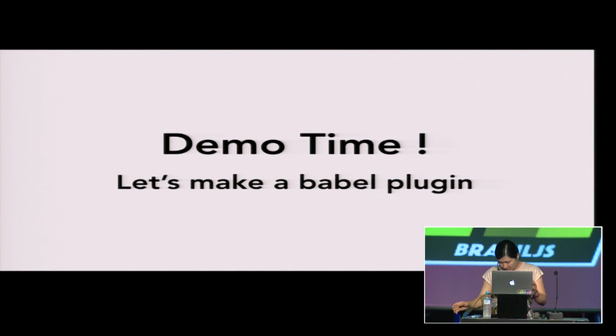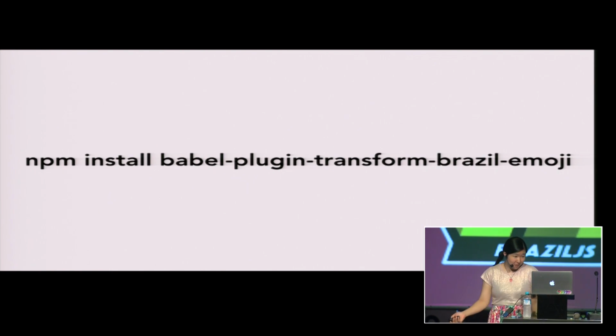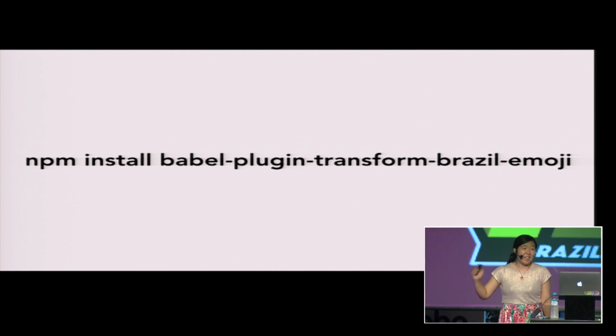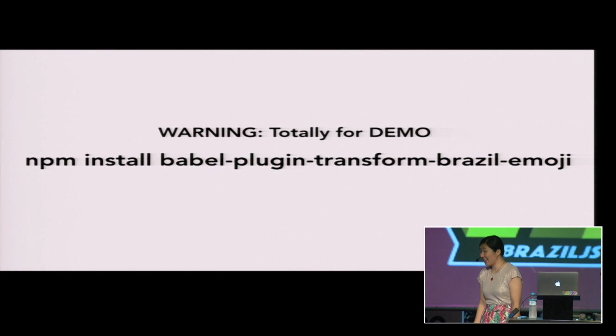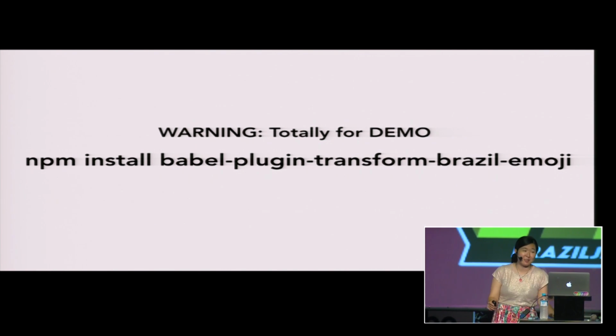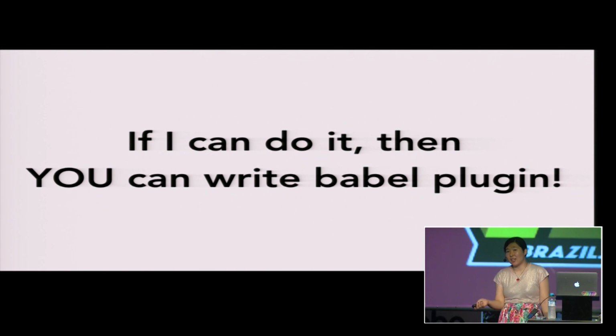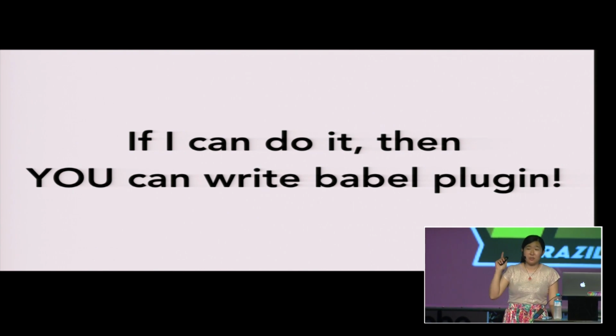Okay, so let's see how this goes. Cool. So, if you want to look at it, there's npm install babel-plugin-transform-brazil-emoji. I pushed it. It's totally for demo. I have no linting, no testing at all. I literally pushed it this morning. But it was for me to make a point that it's really easy to start writing Babel plugins and dealing with compilers. And if I can do it, then you can totally do it.